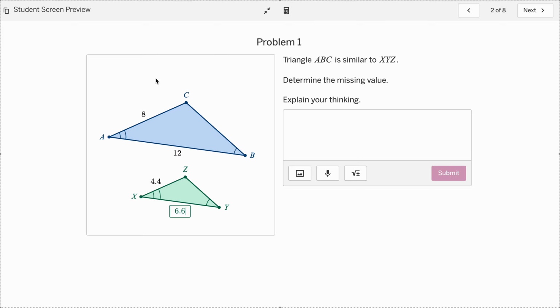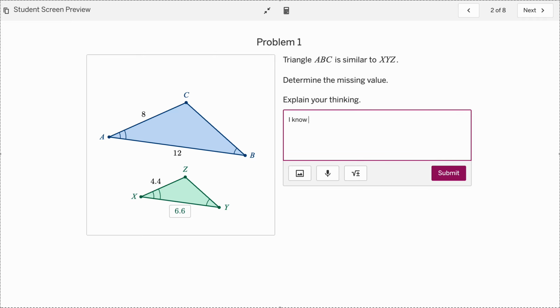Okay, so again, how I found that, and I wish I could draw on it, but I can't. I know that AC is 8 and the other side is 12, and I can figure out that 8 times 1.5 is 12. Because these two triangles are similar, I know that these lines are all going to be proportional. So if the relationship between 8 and 12 is 1.5, the relationship for 4.4 is also going to be 1.5. So 4.4 times 1.5 is 6.6.